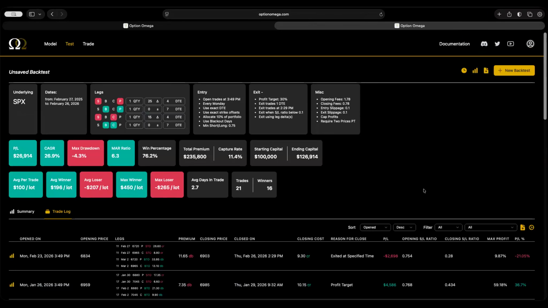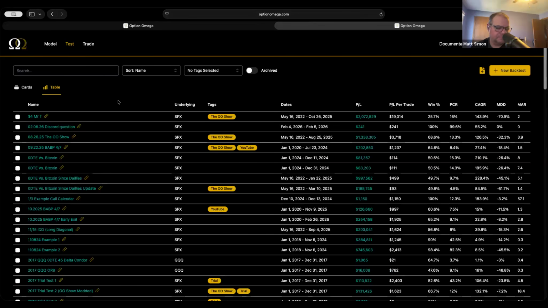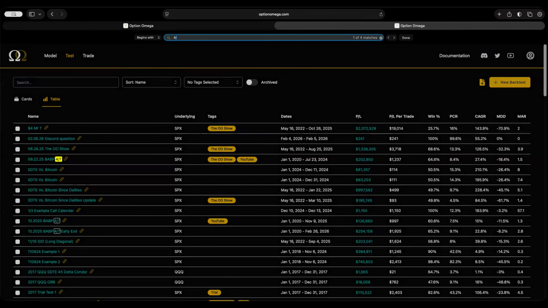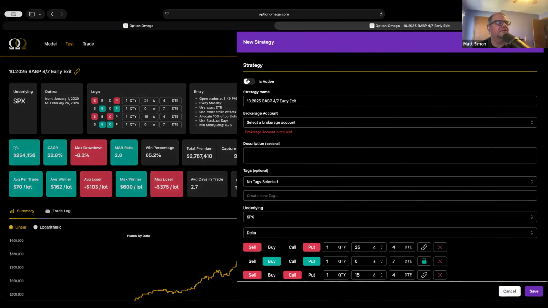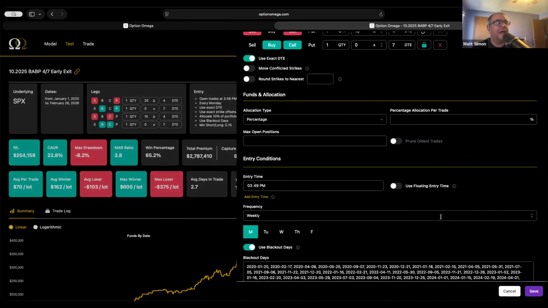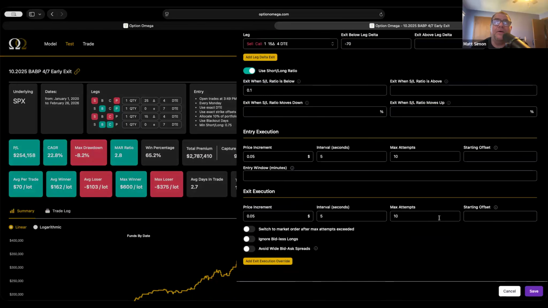Matt, could you show them how easy it is? Let's just say if you wanted to automate this, because this trade doesn't kick on till Monday, if Matt wanted to automate this live, he would literally just click this button right here, click this is active, pick a brokerage account, and hit save. Now, you can do a lot of other stuff.